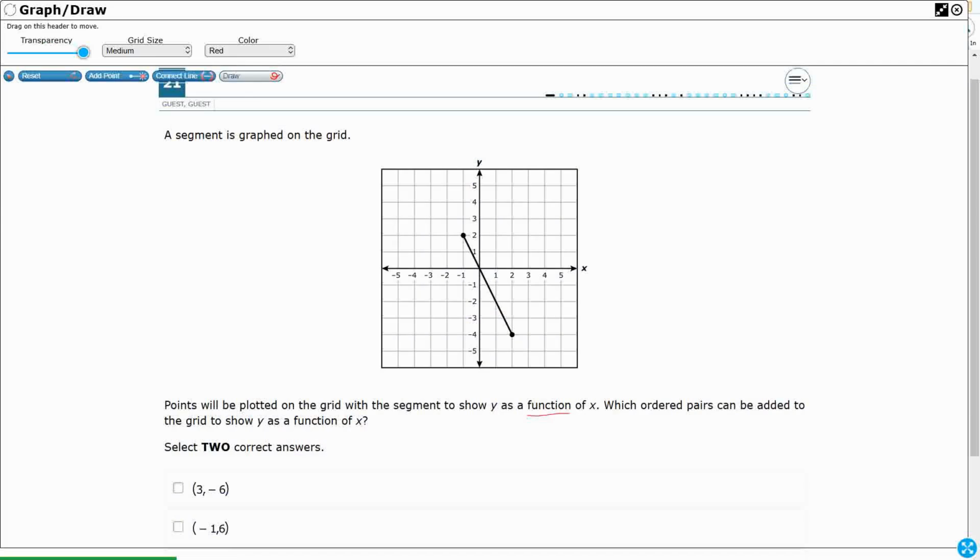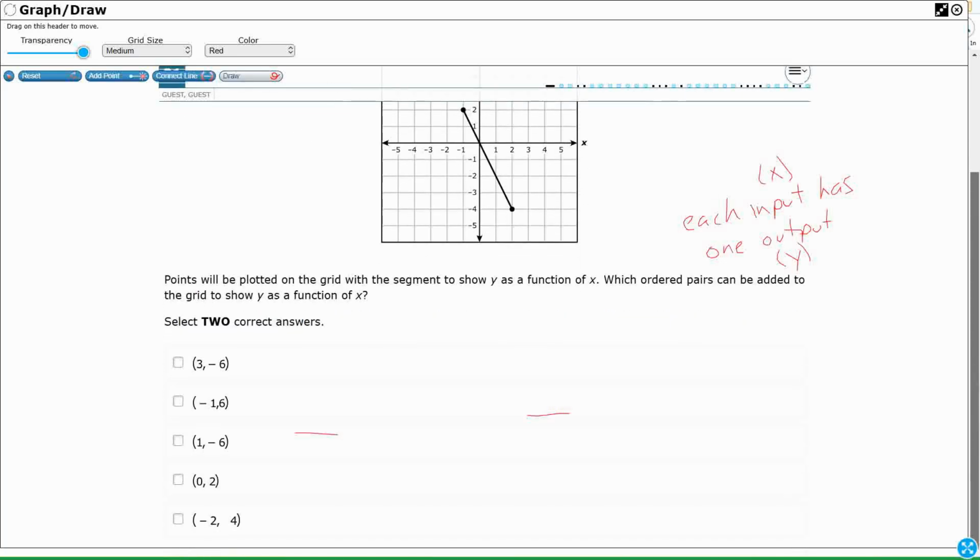Y is a function of x. Now, what does that mean? Y is a function of x. Well, that means that each input has exactly one output. So our inputs are our x's, and our outputs are our y's. So each x goes to one y, which is going to be the case here. We've got two options here. One option would be to just plot these extra points, and I think we got 5 extra points, so we can plot those.